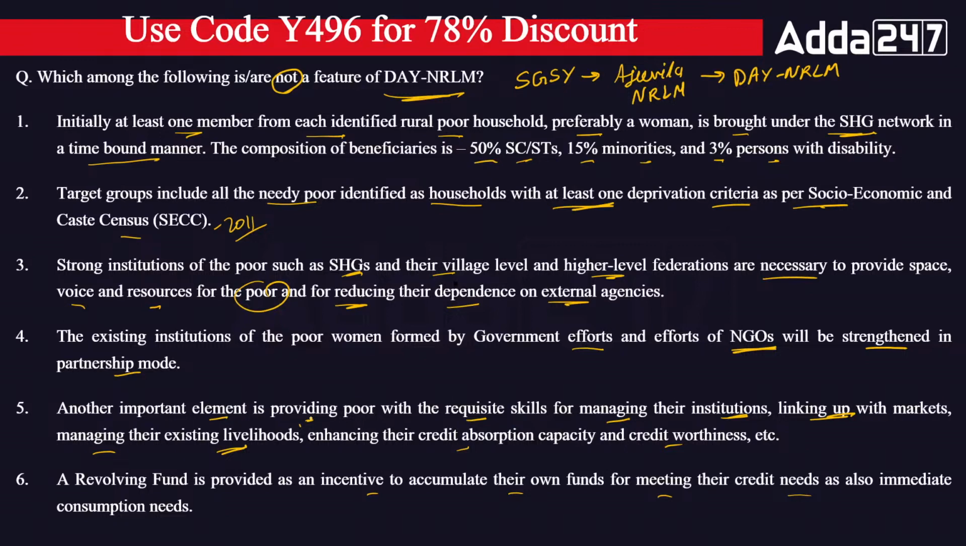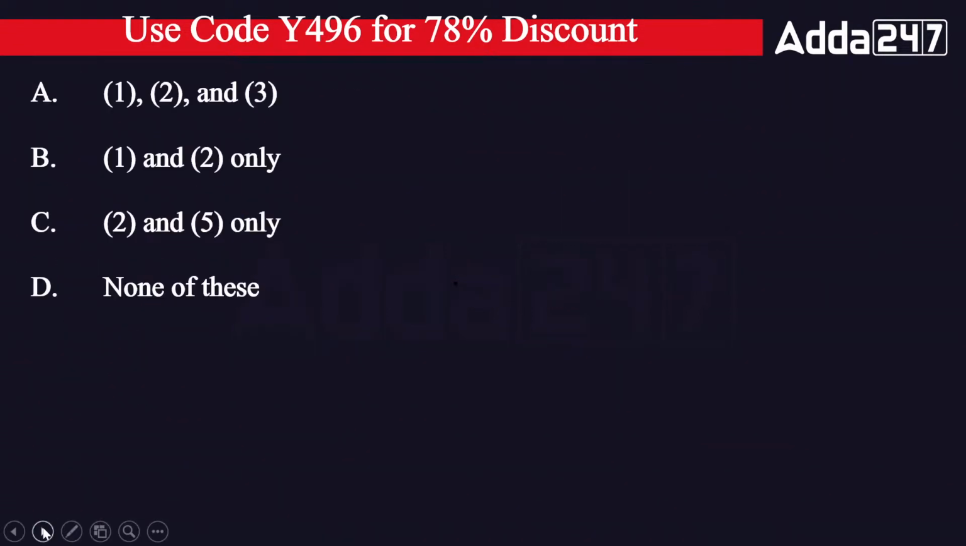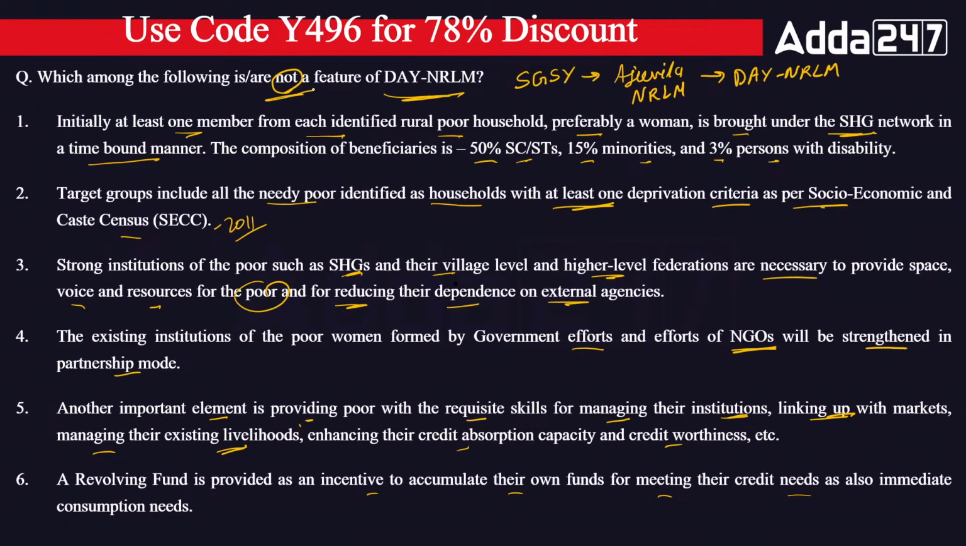So which of the following is the right answer? These are the options given here to all of us. And the question is asking which of the following is not a feature of the NRLM. So the right answer will be all of the above that we have discussed. The beneficiary proportion is correct. The target group selection with the help of the Socio-Economic and Caste Census is correct. The strong institutions like self-help groups and their federations will get all the support and all the resources required. So this is also correct.